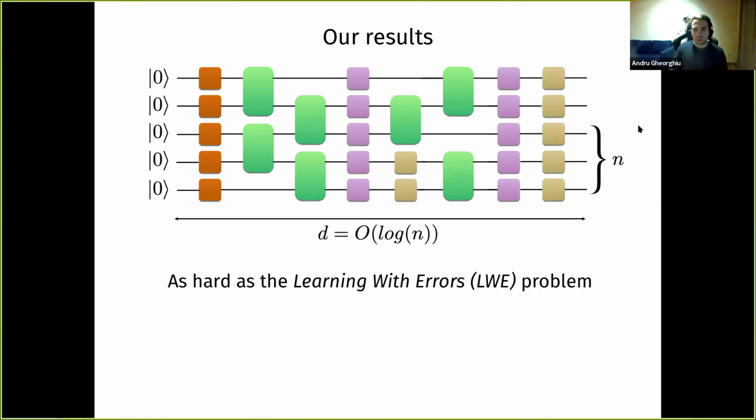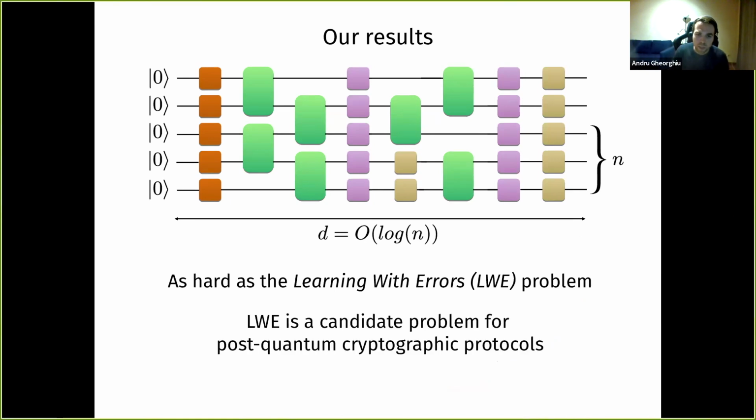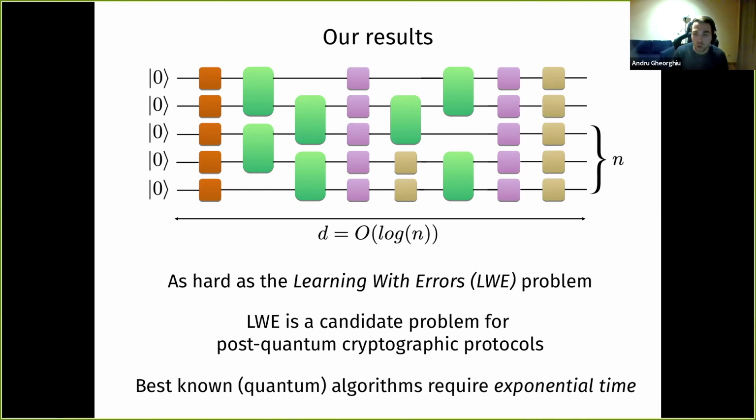In this case, we showed that the problem is at least as hard as a problem called learning with errors. If you're unfamiliar with this problem, it's the basis right now for designing cryptographic protocols that would be secure even against quantum algorithms. For both quantum and classical algorithms, the fastest ones that we know of all require exponential time. People generally believe that this problem will not be solved efficiently. There are no efficient algorithms for this problem.